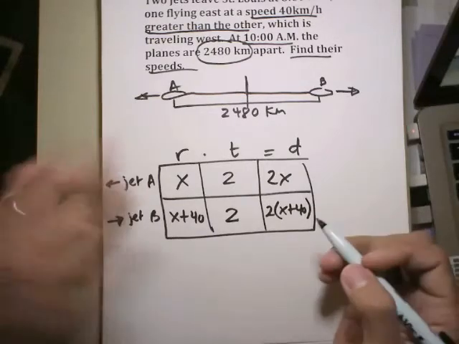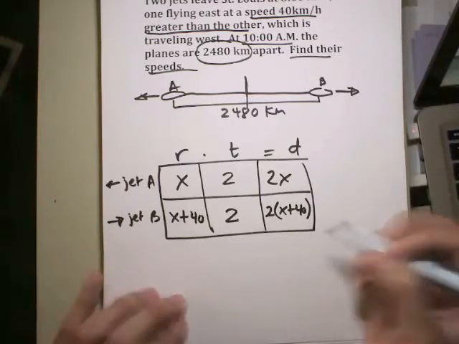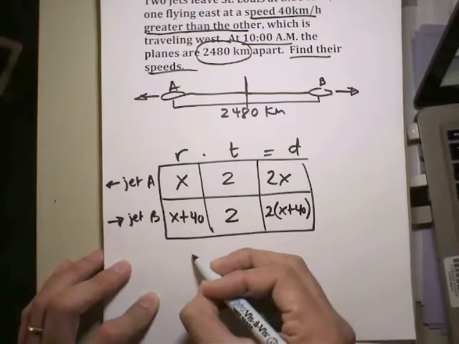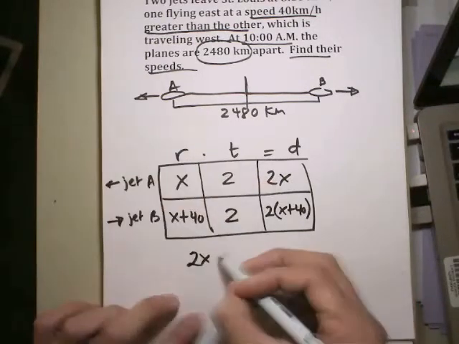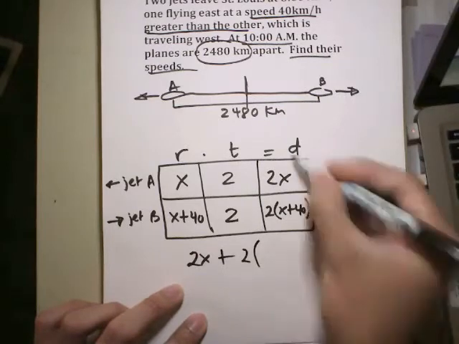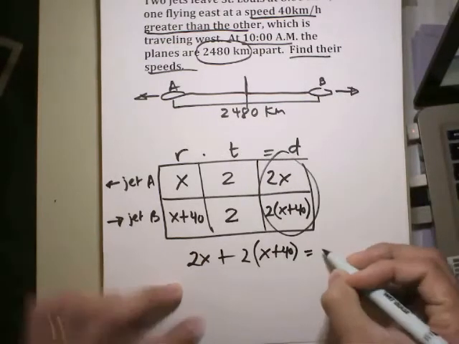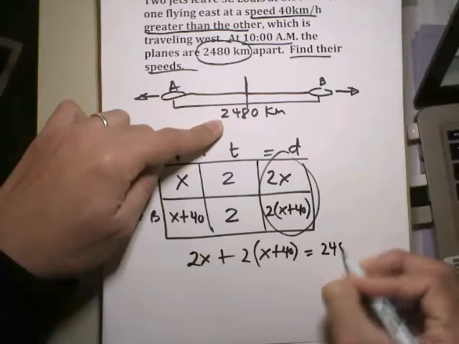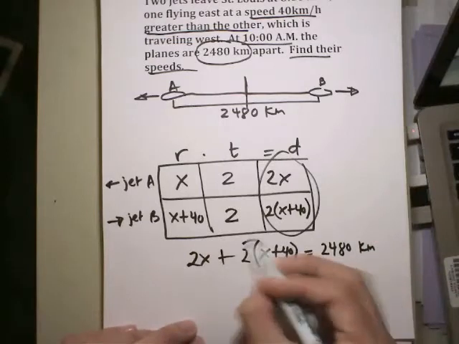So as you can see, we don't need the rate column anymore because we just have one variable to deal with. So it's just going to be 2x, which is the distance of jet A, plus the distance of jet B, which is right here in this column, 2 times x plus 40, equals the total distance of 2,480 kilometers.